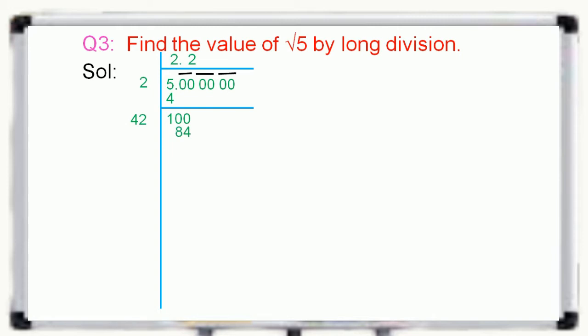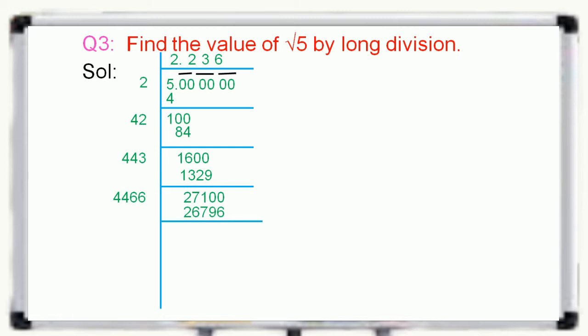Now the new divisor, by long division rules and also quotient 3, is 443. 443 into 3 is equal to 1329. After subtracting, you get 271. By taking two zeros, that number becomes 27,100. Now the new divisor is 4,466. Multiplying by 6, the number is 26,796. After subtracting, you get 304. By taking two zeros, the number becomes 30,400.